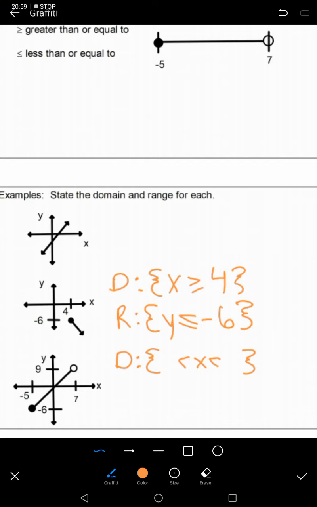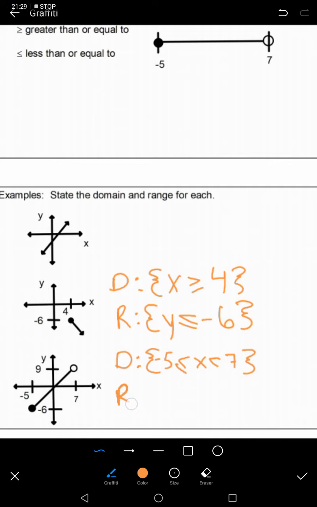This first value is going to be our smallest value. So on our x-axis here, try to just isolate the x-axis, ignore the y. So we're starting at negative 5 and we're going to 7. So my smallest number is negative 5 and my largest number is 7. But remember, just double check here, because this is a filled in circle, we're just going to add the equals to sign there.